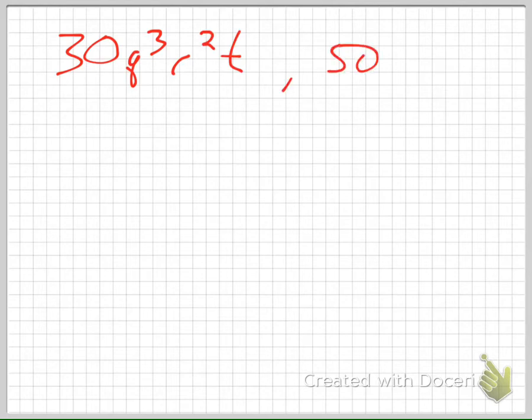You guys try another one. Here we go. Let's do one more. 30 q to the third r squared t and 50 q squared rt. Greatest common factor there. I want you to do it. Yeah, just show me. You're doing it.